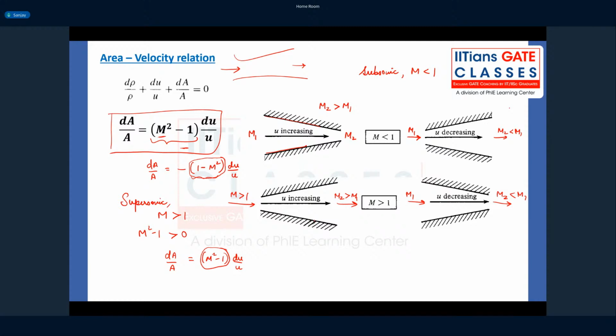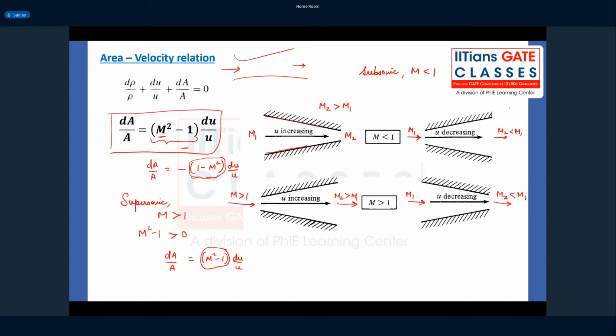But the difference here is, look at the shape of the duct. When the area increases, the supersonic flow is going to accelerate, and when the area decreases, the supersonic flow is going to decelerate, which is in complete contrast to subsonic flow. This is what happens when the flow properties change. When the flow changes from subsonic to supersonic, things are going to change dramatically.